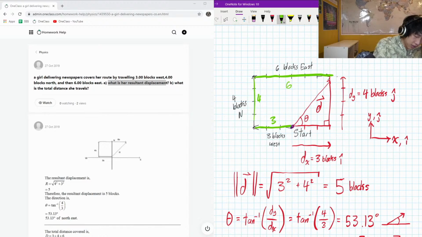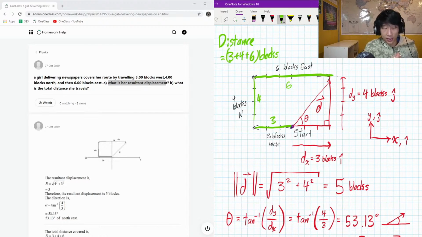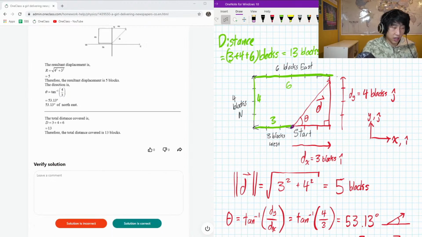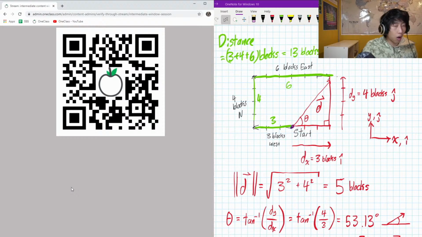So our distance traveled is just going to be 3 plus 4 plus 6 blocks, because that's the unit for distance that we're using. Sometimes we use meters. I guess here is where we're going to be using blocks. And quick math, 13, lucky number. 13 blocks. That is how much our newspaper deliverer traveled. And that's the calculation here. That's awesome.